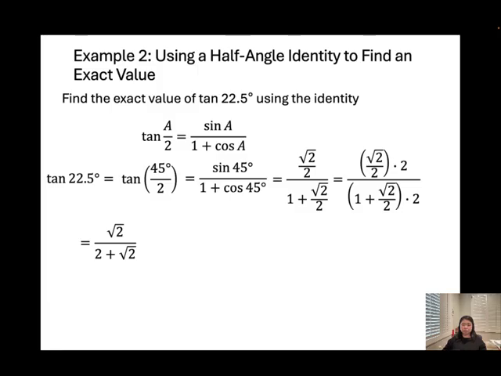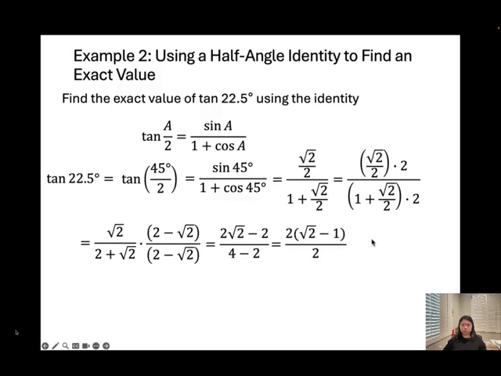Then we need to rationalize. So we're going to multiply by 2 minus root 2 here. Use the formula a plus b times a minus b, which is equal to a squared minus b squared, which is going to be 4 minus 2. And then on the top, you could just distribute the square root of 2. On the top, I could factor out the 2, and then 4 minus 2 is equal to 2. Now I could simplify it and cancel out the 2 here. So I'm left with root 2 minus 1.